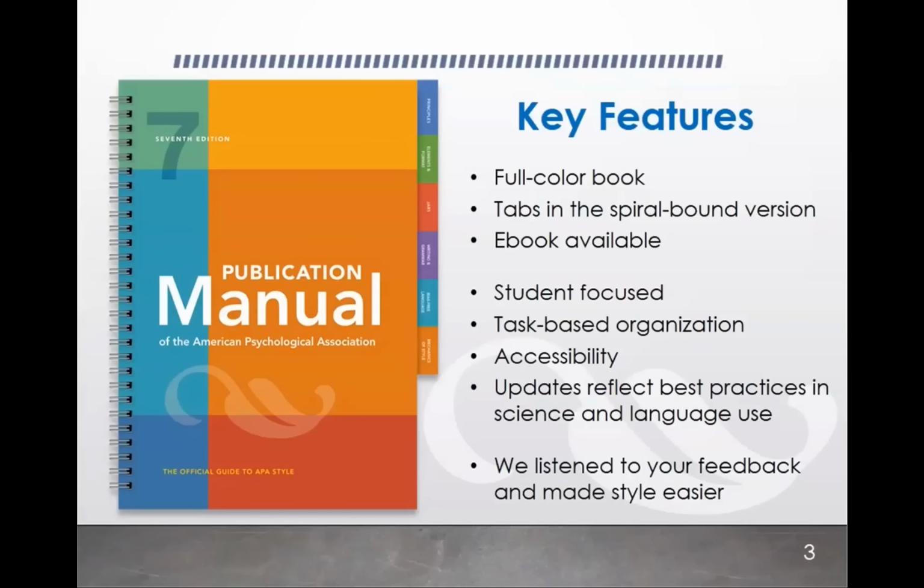So this is Chelsea Lee. I want to talk a bit about the new features of the book itself. This is our first full color book, and in the spiral bound edition, we have tabs that make your life easier of having to be able to flip to the different sections. We also have ebooks available.